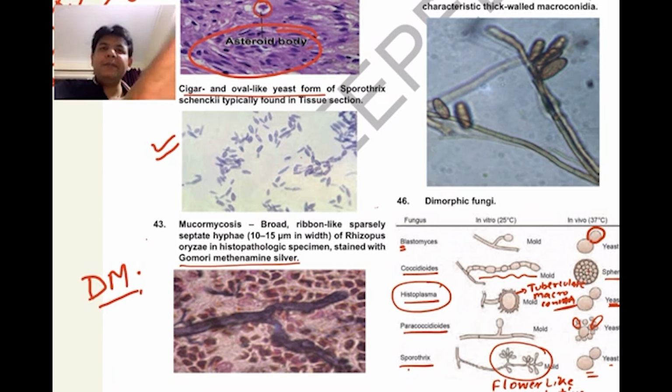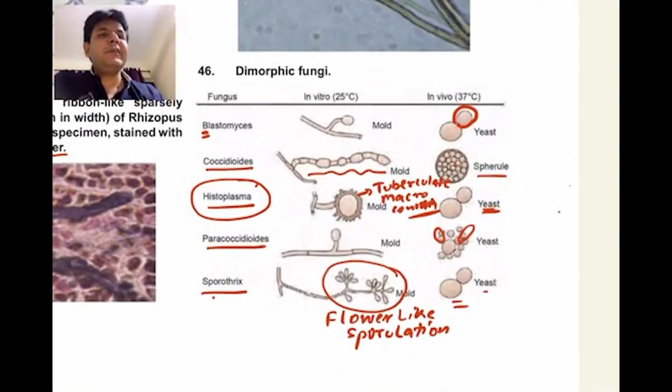And if it is septate hyphae at an acute angle of 45 degrees, then you are dealing with what, guys? You are dealing with Aspergillus. Okay, Aspergillus infections are very common in diabetics, and Mucor infections are also very common in diabetic individuals. Now another question which can come is on dimorphic fungi, that is Blasto, Coccidio, Histo, Paracoccidio, and Sporothrix.